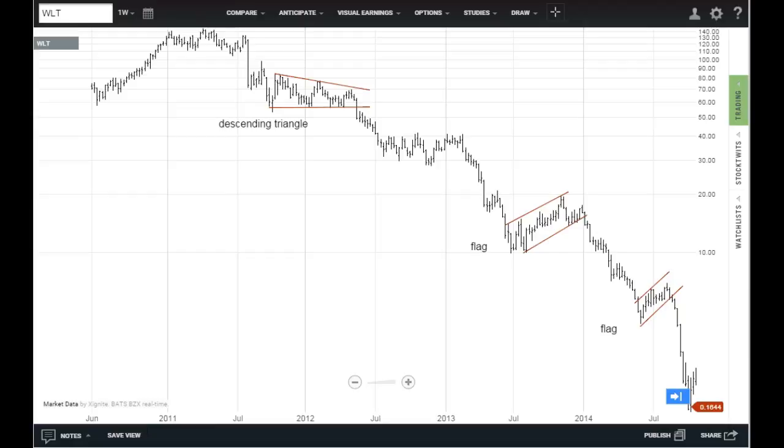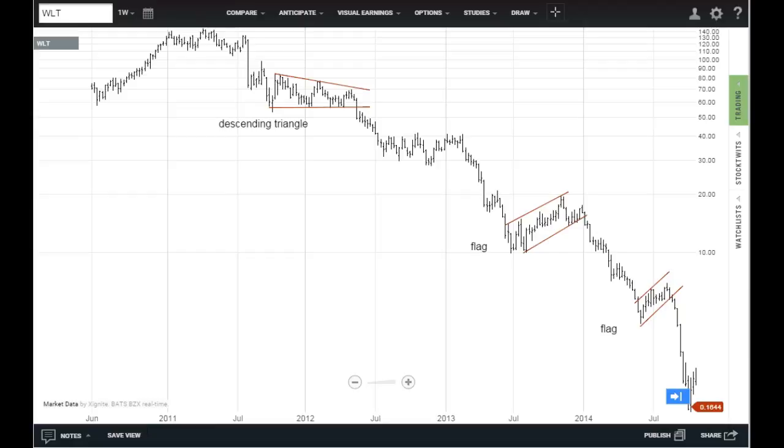This is a weekly chart of Walter Energy, and it's on a log scale, so the right axis does look a little strange. Here we can see a descending triangle and two flag patterns. The triangle highlighted had a very strong breakout lower. The declining price range in triangles makes buying volatility, an option strategy, a very good plan.